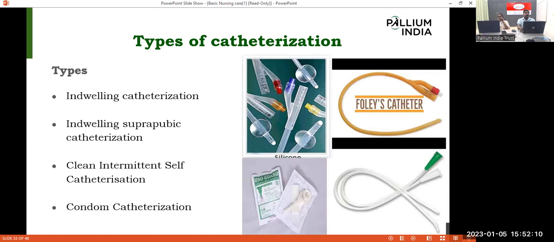These are the types of catheterization. First, indwelling catheterization through the urethra to the bladder. Next, indwelling suprapubic catheterization, which goes to the bladder suprapubically.